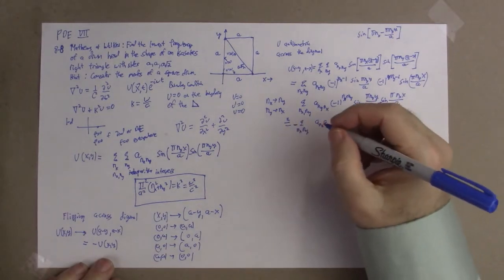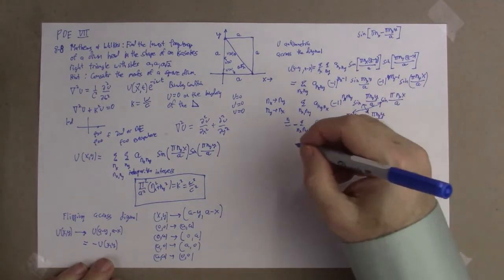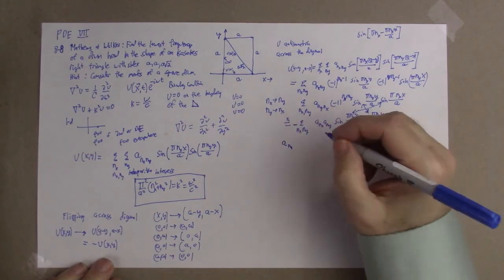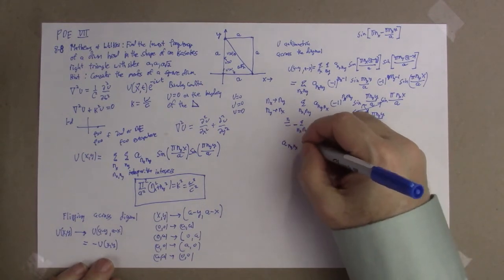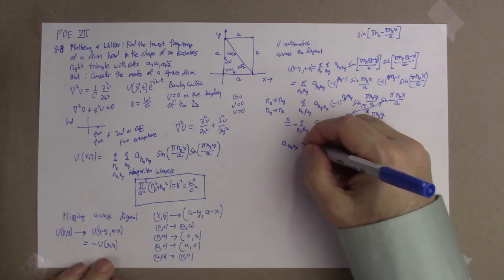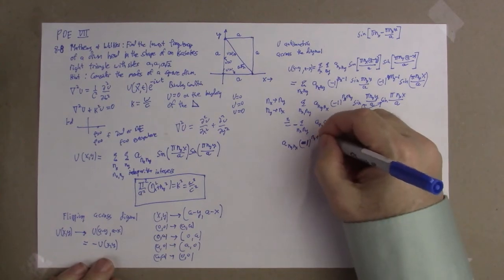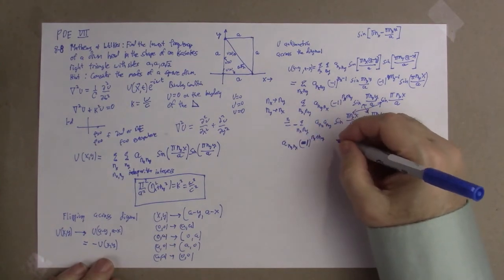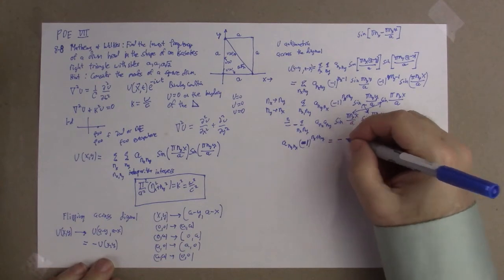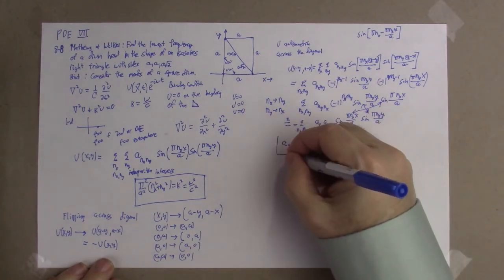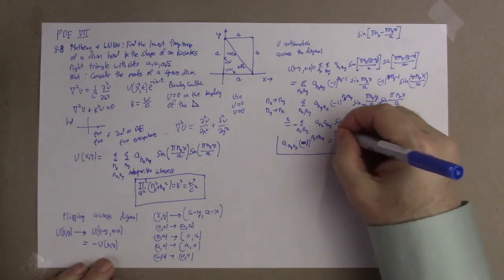So we end up getting the equation. We can satisfy this if we have a ny nx times minus 1 to the nx plus ny, if that is equal to minus a nx ny. This is our condition on the coefficients.